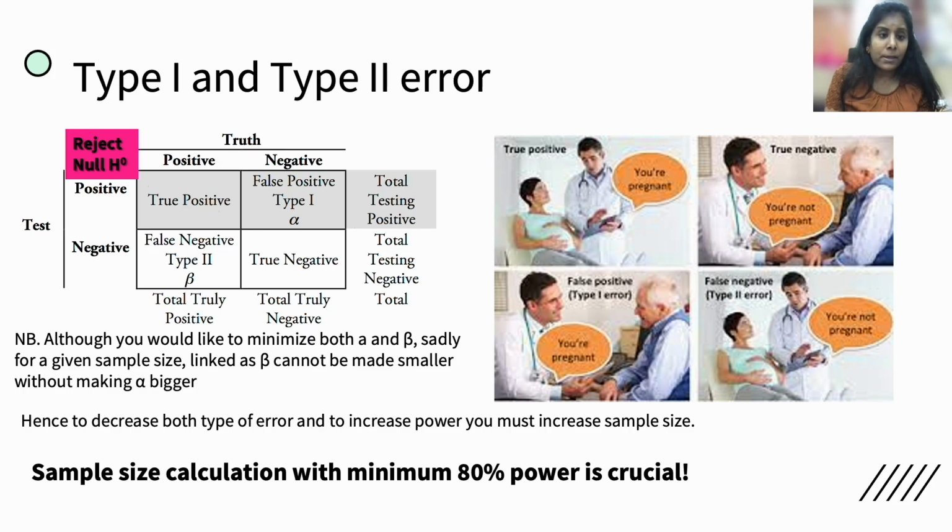Hence the example of the pregnancy image here, where a false negative is when someone is actually pregnant and you're telling them you're not pregnant, when it's obvious they are pregnant in the image. This is where sample size calculations and power become crucial, where they need sufficient sample size so that your p-value has value to it. The sad thing is that you cannot reduce one error without increasing the other. Hence, sample size helps in balancing out these types of errors.